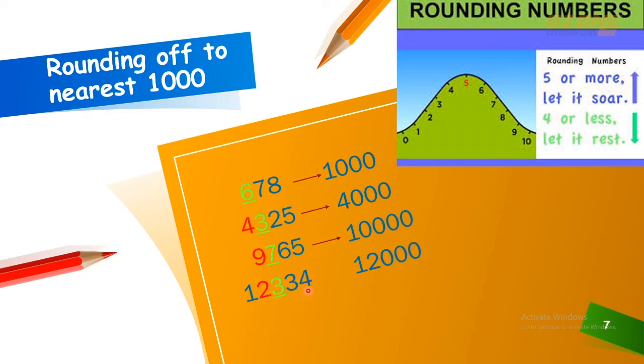Next, 12,334, so our place is 2, next door is 3 which is less than 5, so no need to do any change, so 12 and 3 zeros, 12,000.